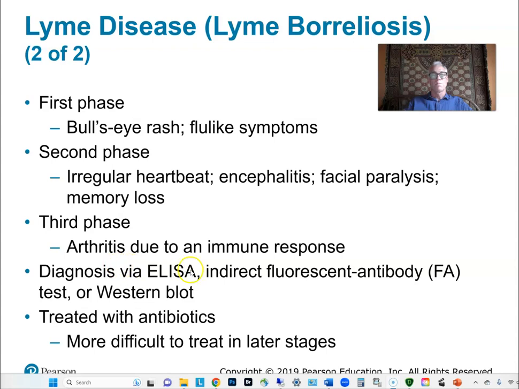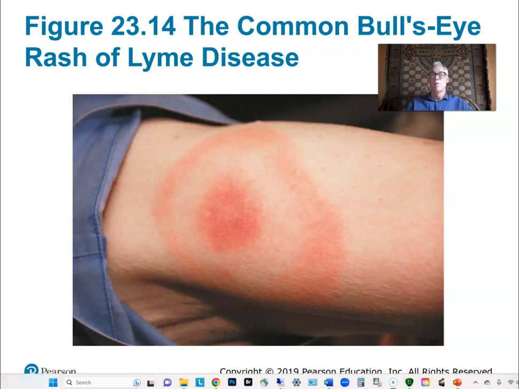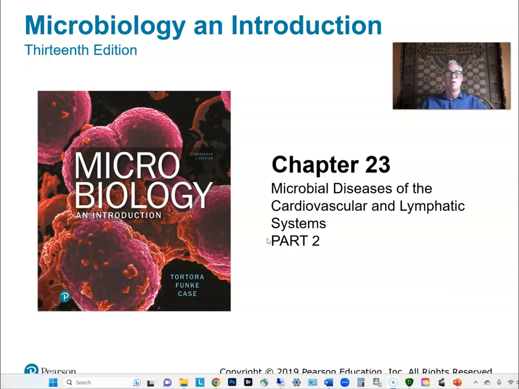Diagnosis with ELISA or indirect fluorescent antibody test for these Borrelia. Western blot is another thing that can be used to identify it. Treated with antibiotics. The later the stage, the harder it is to eradicate this from your body. It's almost like you're stuck with it after a while for some reason. Very hard to kill off all the Borrelia. There's a picture of the bullseye rash, that first stage of the disease.